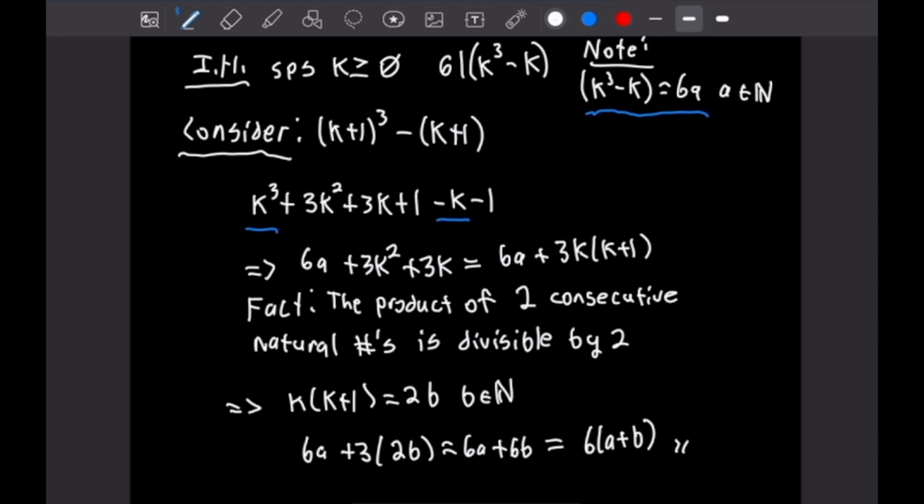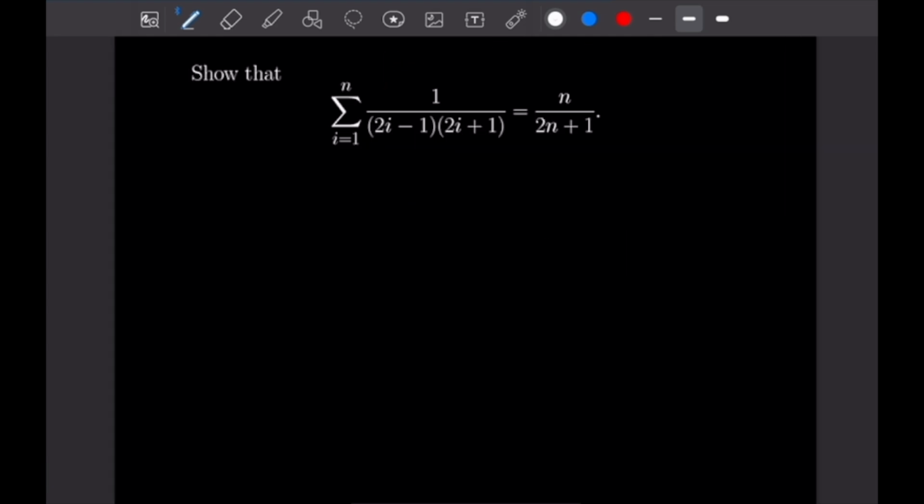So let's go ahead and get into our third example. Great. So for this one, we want to show that the sum as i goes from 1 to n of 1 over 2i minus 1 times 2i plus 1 is equal to n over 2n plus 1. So let's begin with our base case. And our base case will be when n is equal to 1.